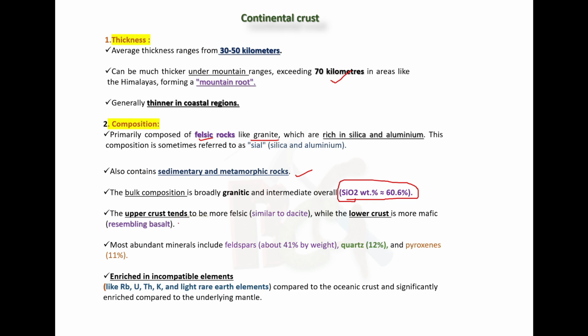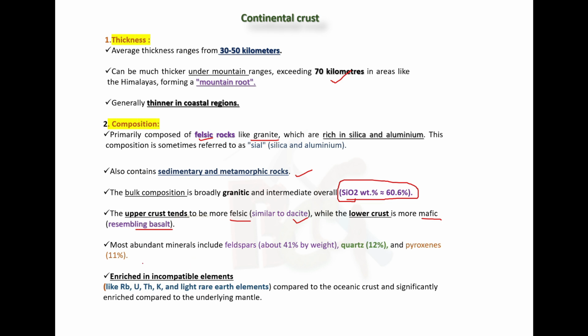Not quite. There's a definite change as you go deeper. The upper crust tends to be more felsic, chemically similar to maybe dacite, which is a volcanic rock. Okay, more felsic on top. But as you go down into the lower crust, it gets more mafic, more like basalt, which is denser and darker. So it's kind of layered, chemically speaking? You could think of it that way, yeah. A sort of vertical gradient. A layered cake of rock.